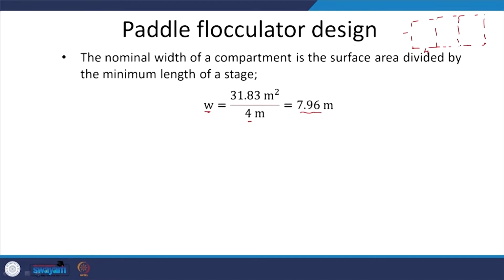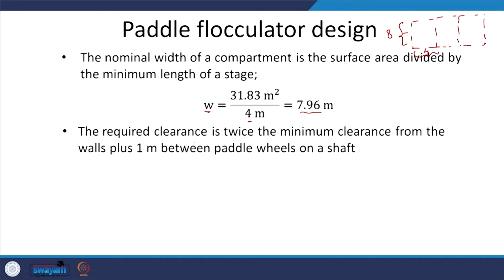So this came to be 4 and this came to be almost 8 meters, or 7.96 meters. That's what we calculated. And the required clearance is twice the minimum clearance from the walls plus 1 meter between paddle wheels on a shaft. Okay, there is some more to go.